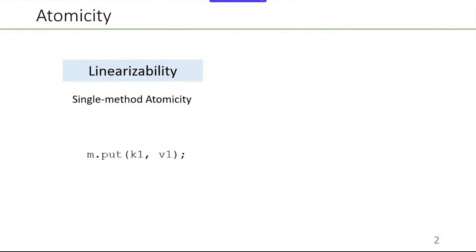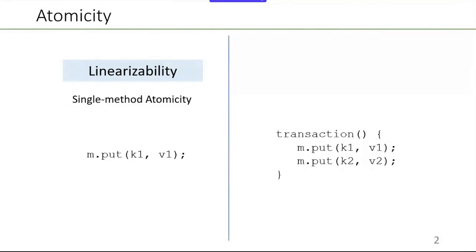But if you compose multiple of these put operations, for example, here you have a transaction doing two put operations for two different keys, this is not atomic on a concurrent data structure as we know it. The first property, single method atomicity, is known as linearizability.